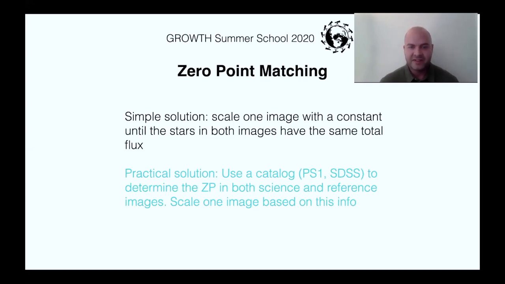So instead, I would suggest that you use a catalog such as PS1 or SDSS. Then you measure the magnitudes in your image and you figure out the zero point to get the same magnitudes as in PS1. And you do that for both of your images, and then you apply a scaling to one of them until you have the same zero point. Okay, and that will allow you to subtract the reference from the science frame, and then you are in principle done.